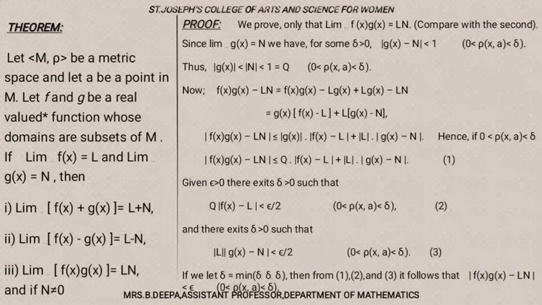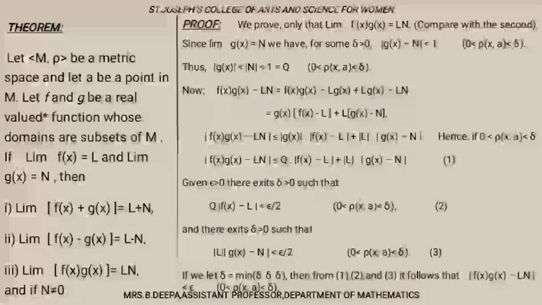Next one is theorem on metric space. Let M comma rho be a metric space and let a be a point in M. Let f and g be real valued functions whose domains are subsets of M. If limit f of x equal to L and limit g of x equal to n, then we have to prove the following conditions. That is, first one is limit f of x plus g of x equal to L plus n, limit f of x minus g of x equal to L minus n, limit f of x g of x equal to L n. Last one is limit f of x divided by g of x equal to L by n.